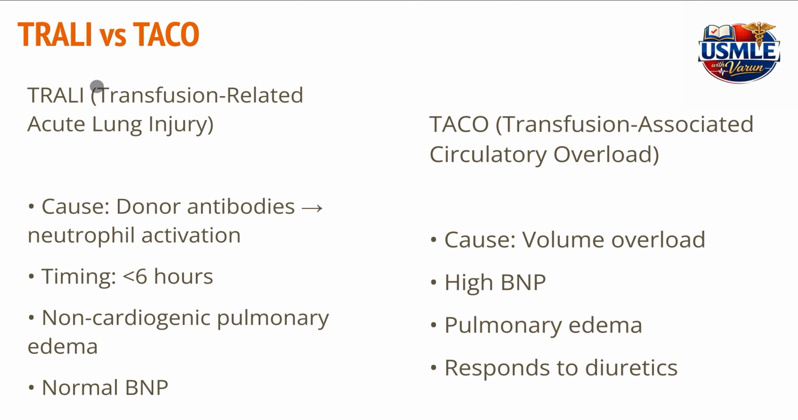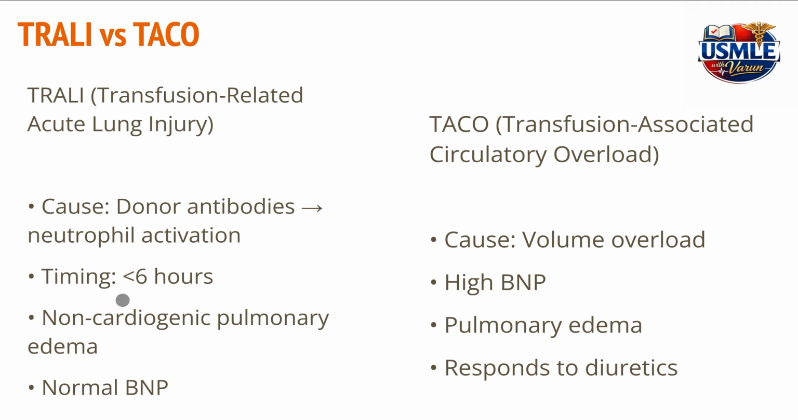Now let's try to differentiate between TRALI and TACO. This is a very important differentiation with respect to being tested on USMLE. TRALI is transfusion related acute lung injury, whereas TACO is an abbreviation of transfusion associated circulatory overload. TRALI is caused by donor antibodies activating neutrophils in the lungs. So it leads to non-cardiogenic pulmonary edema and normal brain natriuretic peptide.